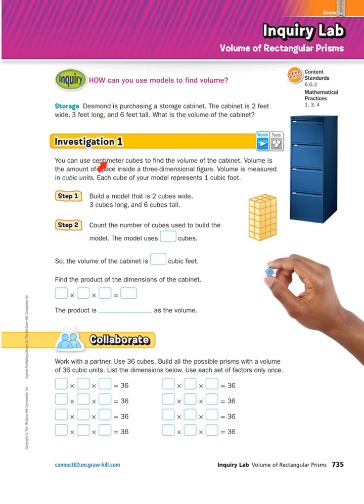So here it says you can use centimeter cubes to find the volume of the cabinet, and volume is the amount of space inside a three-dimensional figure. Volume is measured in cubic units, so you basically count how many cubes can fit inside of something. Each cube of your model represents 1 cubic foot.